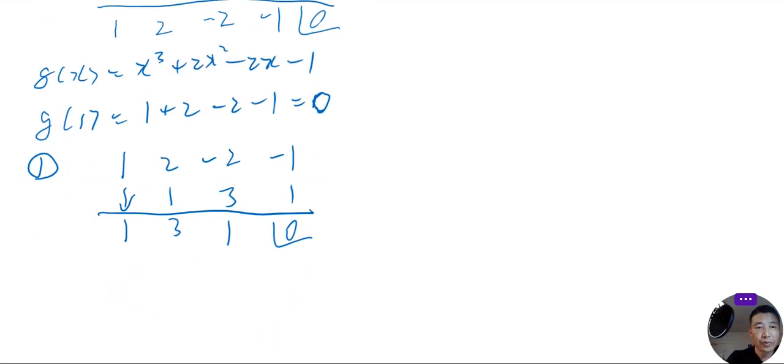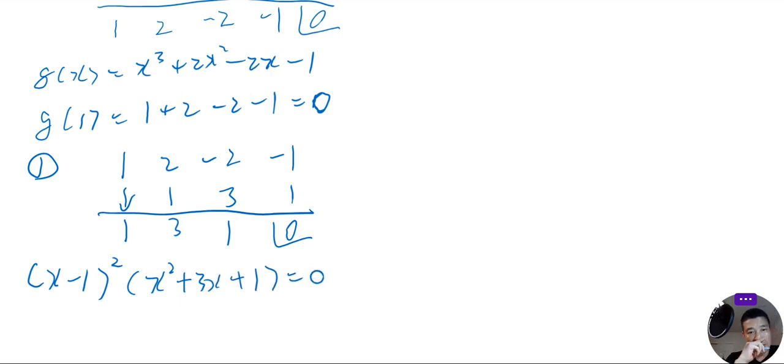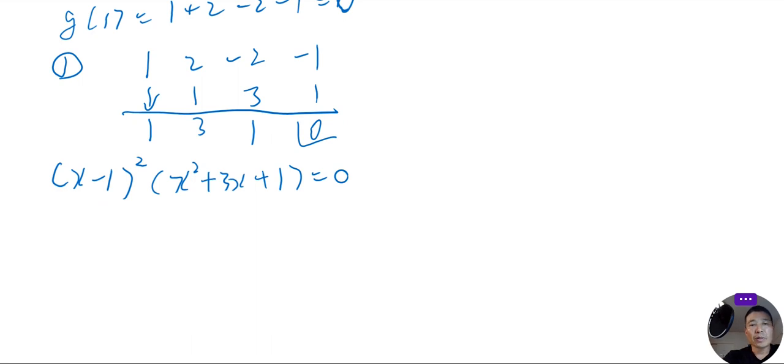Do you remember the first time we got x minus 1, and then the second time we got x minus 1 again, so squared. And this is quadratic as well: x squared, and 3 means 3x, and then plus 1 equals 0. Now try to factorize it. We can't, so we've got to use the quadratic formula or completing the square. Just using the quadratic formula would be easier.